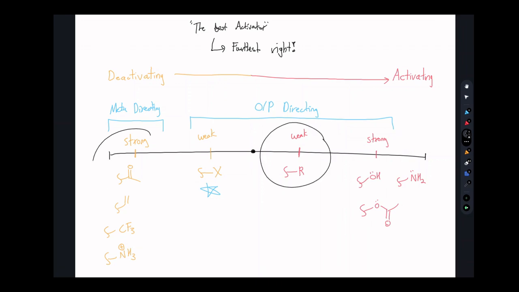Take a weak activator and a strong deactivator. Now, the strong deactivator is stronger. So when I ask you what the best group is, or the strongest group, many students will say, oh, well, it's the strong deactivator. But actually, that's the worst group. It's the lowest priority. The strongest activator is simply the one furthest right on the number line.